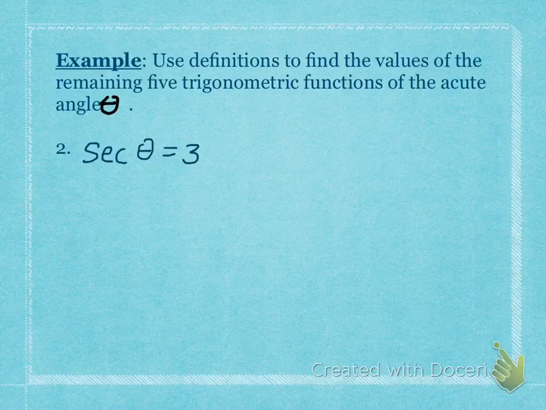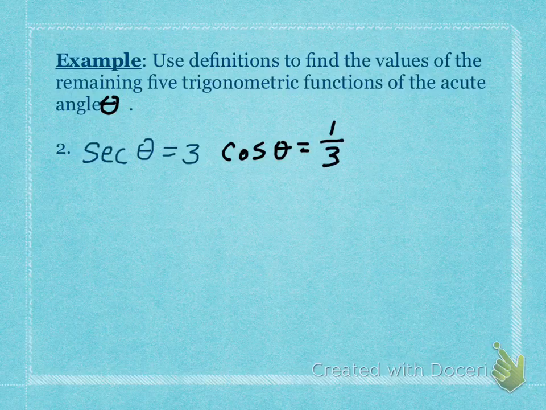Okay, there's one that I can do without any work. Which one? Cosine, because cosine and secant are reciprocals, right? So I can do the cosine without really much work. What would the cosine of theta be? 1 over 3. All right.